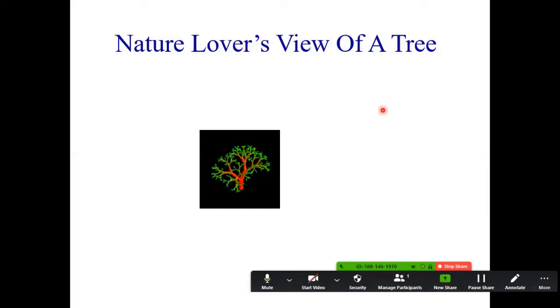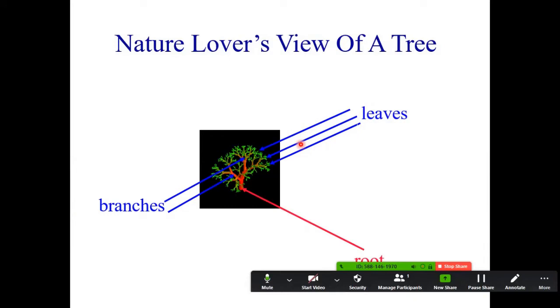In the previous class, we discussed what a doubly linked list is. So in this class, we are going to discuss the tree. So what is a tree in the nature view? Normally, we say the root is at the bottom, the branches are above the root, then the leaves are at the top of the tree. So this is how nature lovers see the tree.